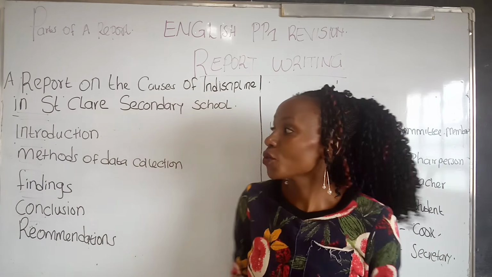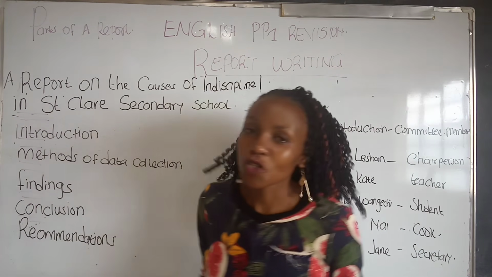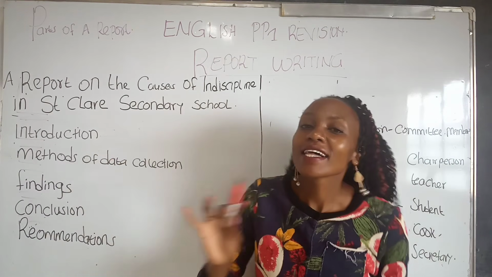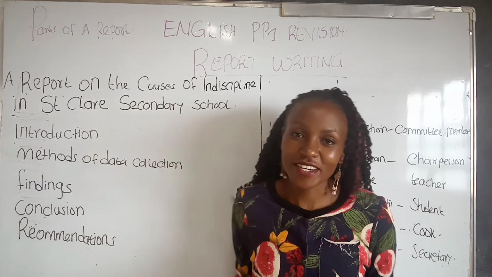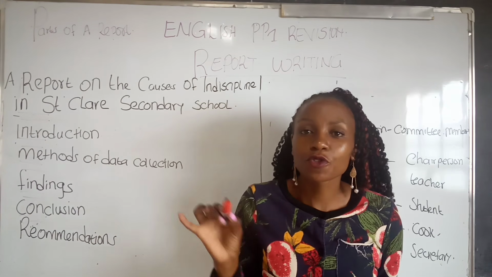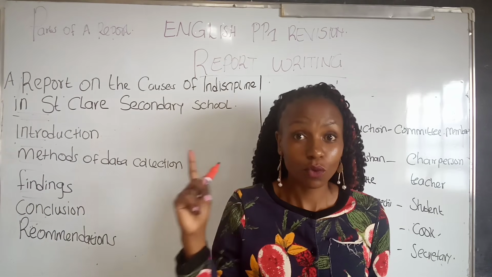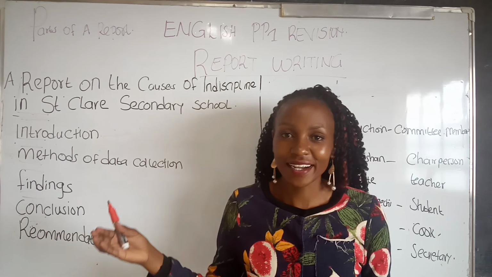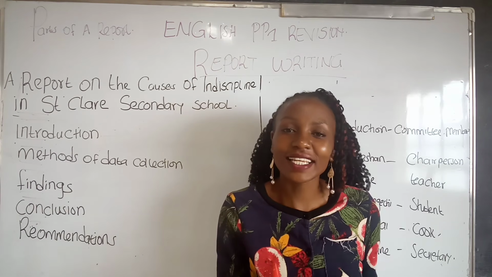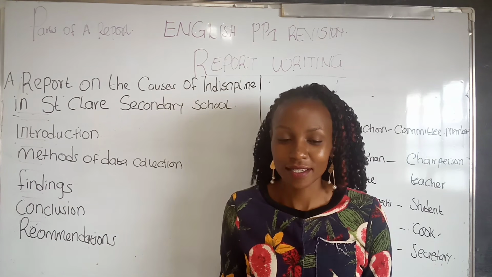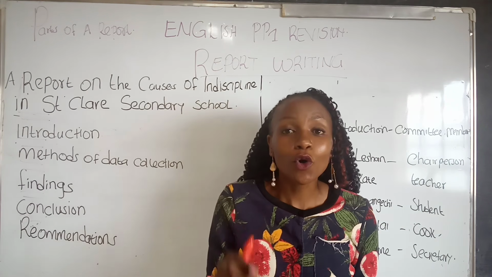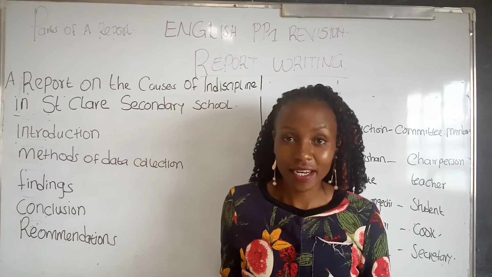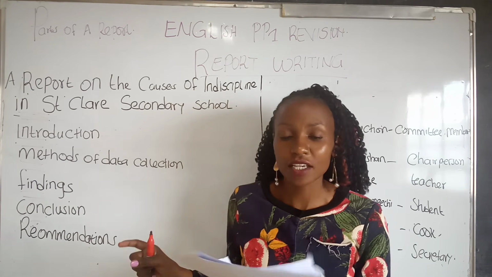From the title, you want to skip a line to go to the second part, just to separate the title from your other part. And the second part is always the introduction. In the introduction, you're supposed to mention three things. 1, who commissioned the investigation. 2, what is to be covered. And 3, give a list of the committee members. According to our question, the person who commissioned the investigation is the chairman of the board of management. So we're going to mention him in the introduction.